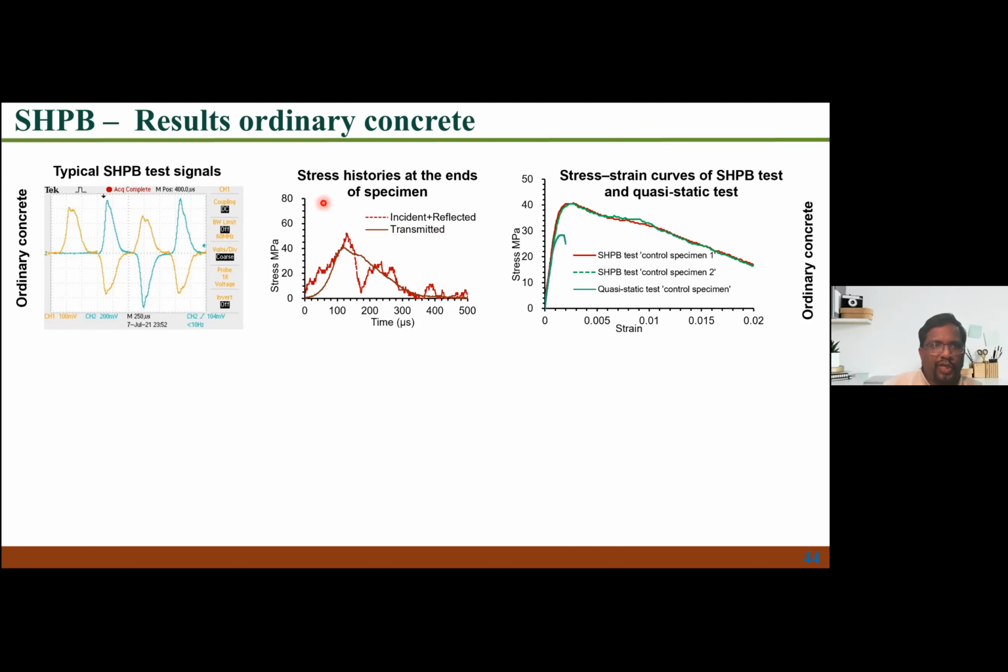And how do you ensure that it is in dynamic equilibrium? Of course, you have to look at the characteristics of the test signal. Usually, if you look at incident plus reflected, it should be equal to that of the transmitted signal. Well, the testing is happening, right?